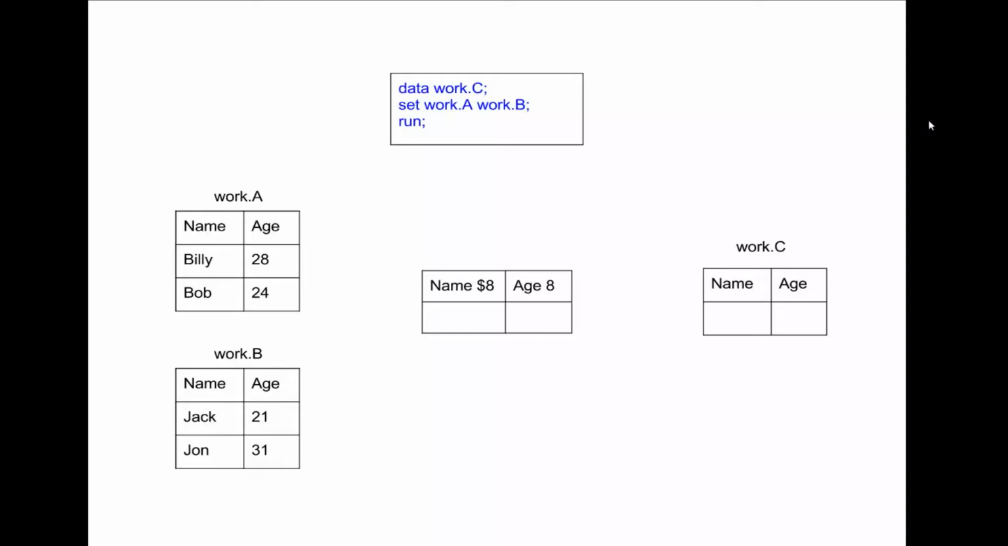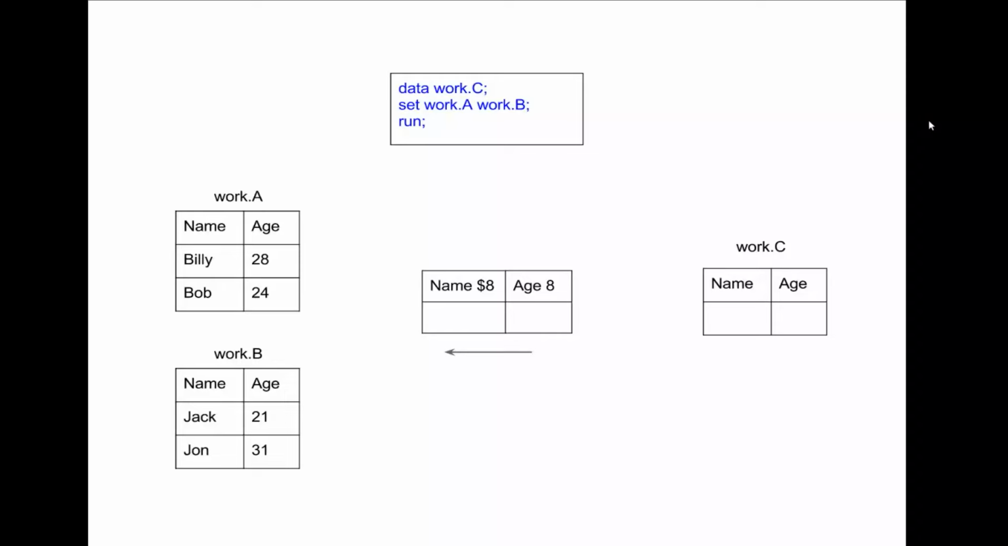And so it creates the names. There's a variable name, and it's a string variable, which is why there's a dollar sign, and it's of length 8. And there's the variable age, which is a numeric variable of length 8 again. And then this PDV just goes back and forth.